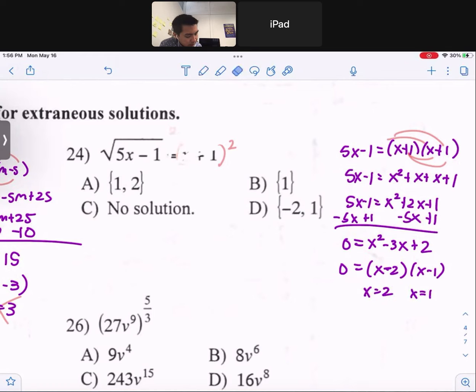But again, you guys have to check, right? If we plug in 2 into here, 2 times 5 is 10. 10 minus 1 is 9. Square root of 9 then is 3. So on this side we got 3. And then 2 plus 1 is 3. 3 equals 3. This works. If you plug in the 1, 5 times 1 is 5. 5 minus 1 is 4. Square root of 4 is 2. And then 1 plus 1 is 2. 2 equals 2. So both of them work. So your answer would be A.